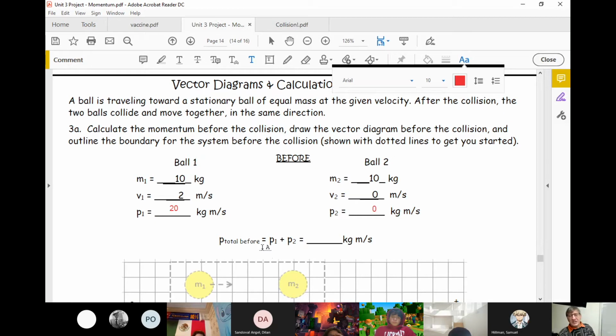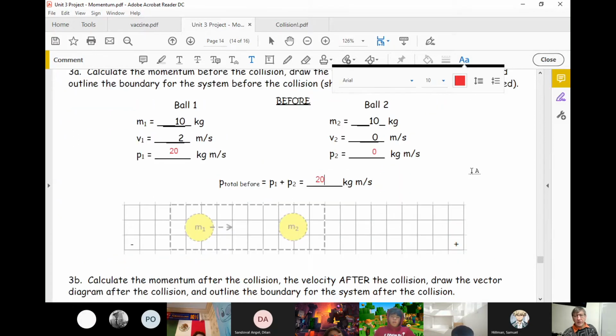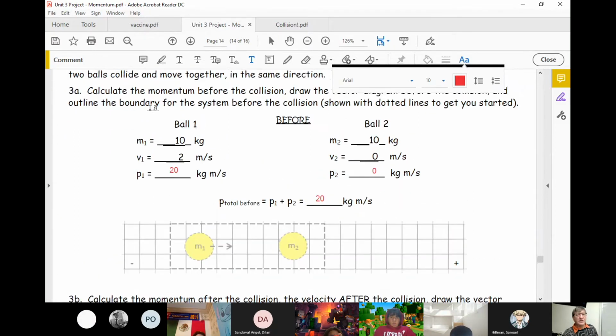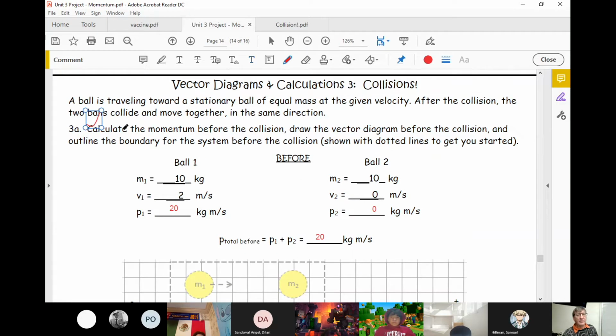Next one. What is the total momentum before the collision? Pat, you can either say it or you can type it. 20. Yeah, simple. You just add those two together, right? 20 plus 0, we get 20 kilogram meters per second. Thank you. All right, so the next thing we're going to do, we've just calculated the momentum. We did this part, first part of 3A is done. I can put a check mark next to that.